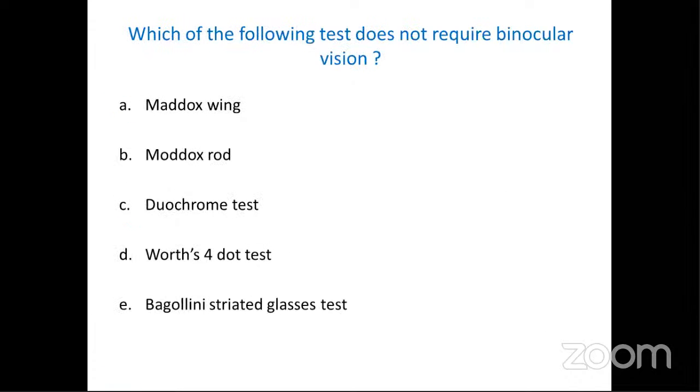Which of the following does not require binocular vision? Direct swing, it requires. Direct rod, it also requires. Bikram test, what's for that test? Diagonal static glasses test.